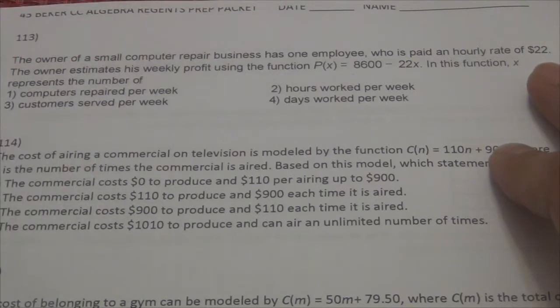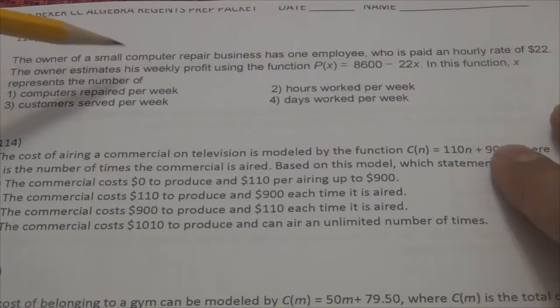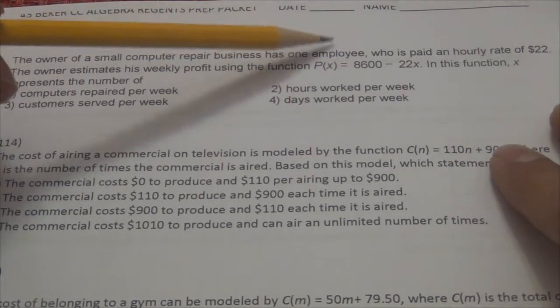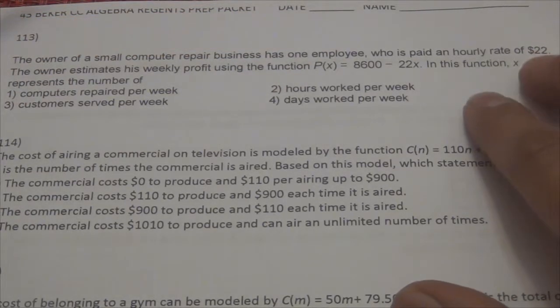So you read it, and now look at the choices. They want us to know what X represents in this function. Well, 1, computers repaired per week. Remember something. The owner of a small computer repair business has one employee, and it is paid $22 per hour. So no, X does not represent that.